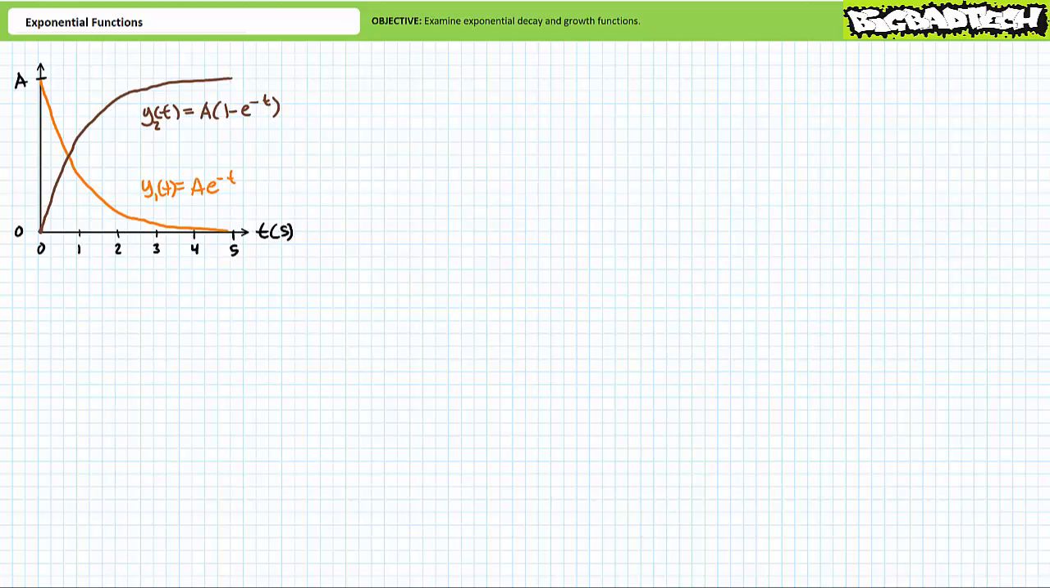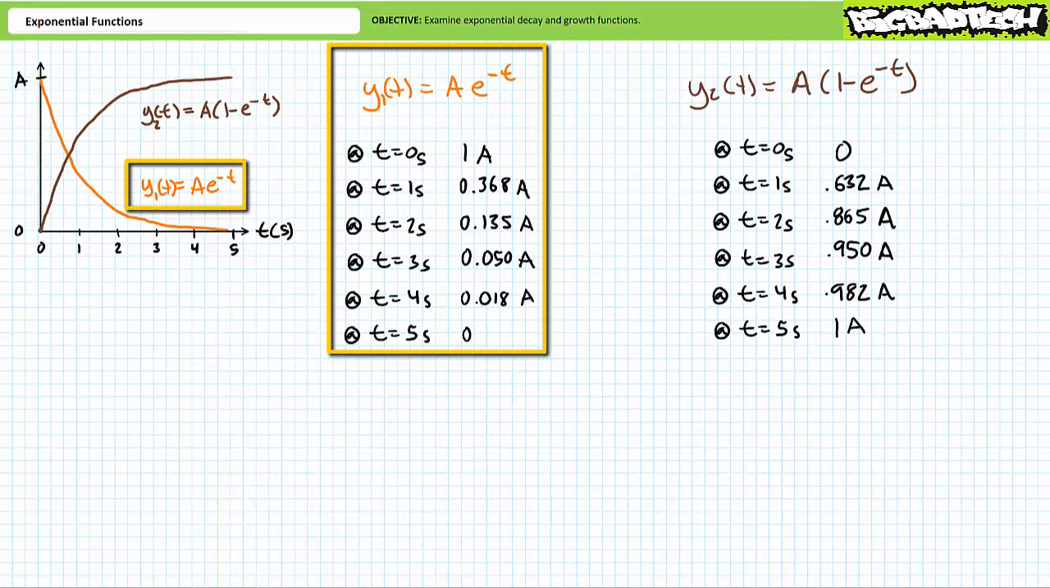Additionally, consider our general purpose growth function, y2 of t equals a times 1 minus e to the negative t, also evaluated at t equals 0, 1, 2, 3, 4, and 5 seconds. As one might expect, the general purpose decay function, a times e to the negative t evaluated at these times, yields the following data. At t equals 0 seconds, it has a value of 1a.